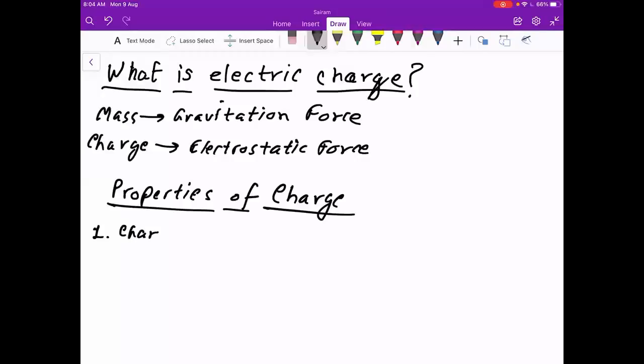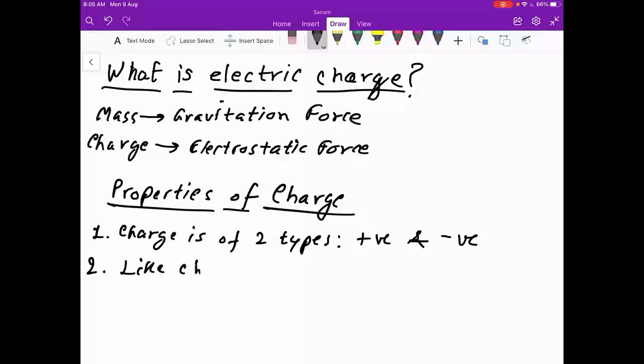Charge is of two types: positive and negative. Like charges repel and unlike charges attract.